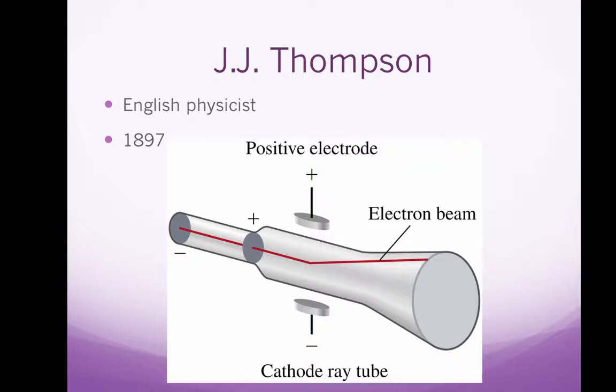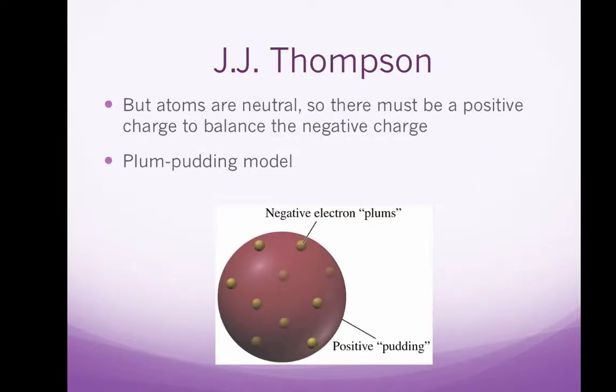So this meant that these electrons have to have some negative charge. But he knew that atoms were neutral. So he knew there had to be some kind of positive charge to balance the negative charge. So he came up with the plum pudding model. And that said that negatively charged electrons were small particles held within a positively charged sphere. So the negative electrons were plums, and the positive mass was the pudding.